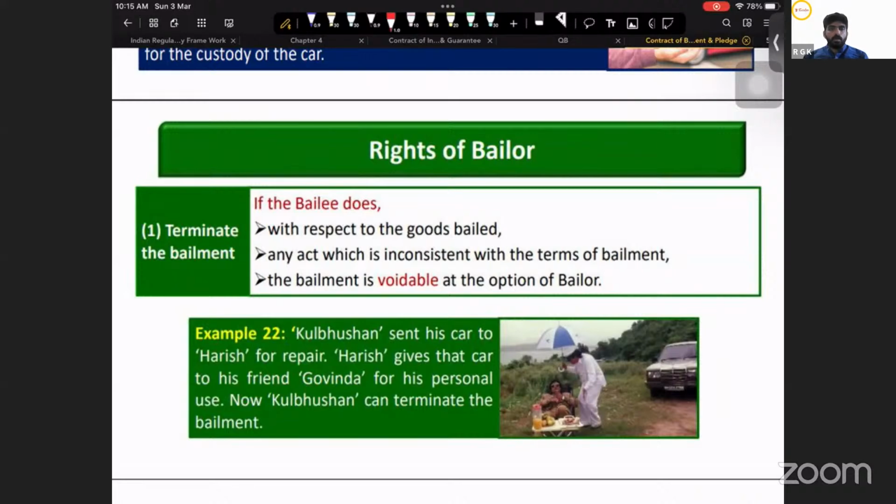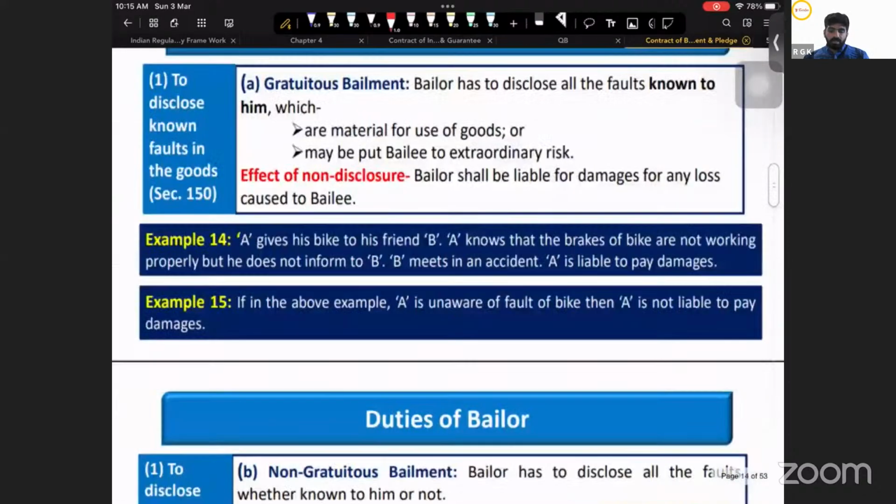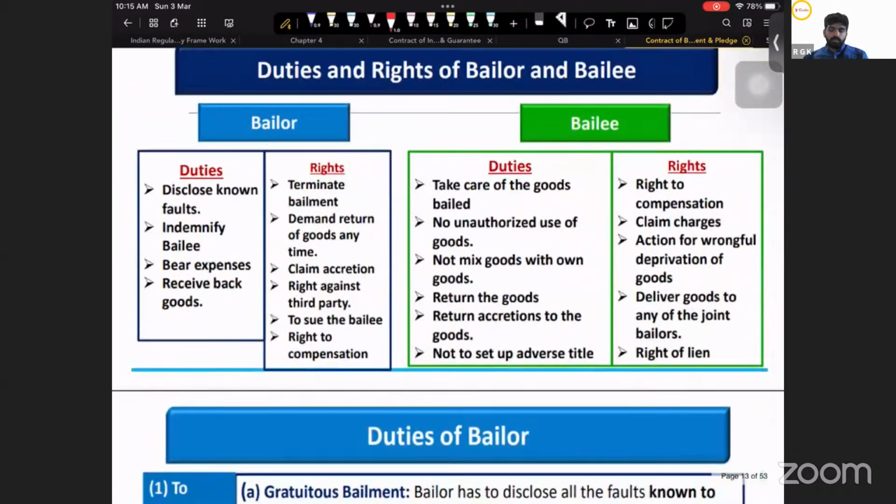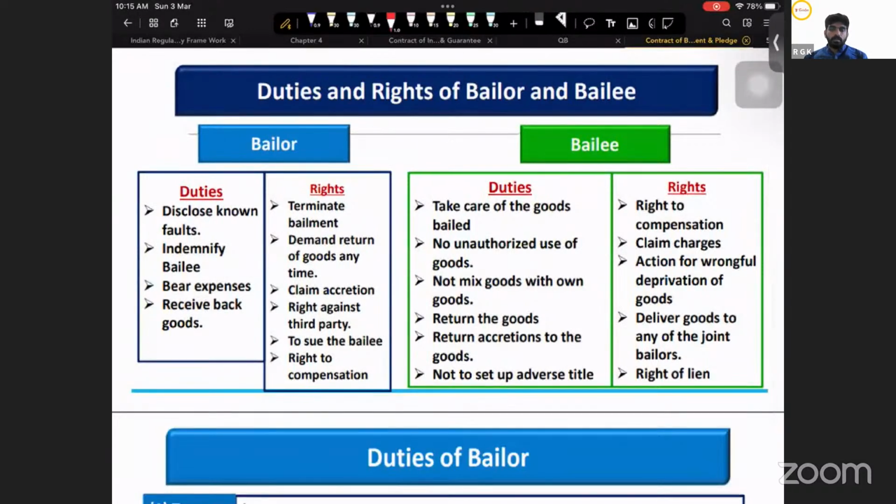So we were discussing the rights and duties of bailer, rights and duties of bailee. To quickly summarize, let us go back to the summary sheet. First, we discussed duties of bailer. So what did we say? It is the duty of the bailer to disclose the known faults. In case of gratuitous bailment, if the fault is known and still the bailer does not disclose it, then he will be liable for damages. However, if the faults are not known to him, he will not be liable for the damages.